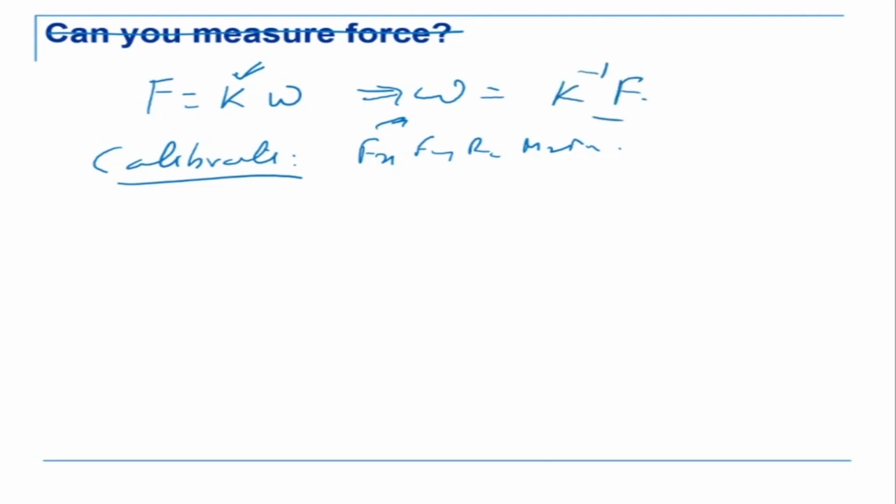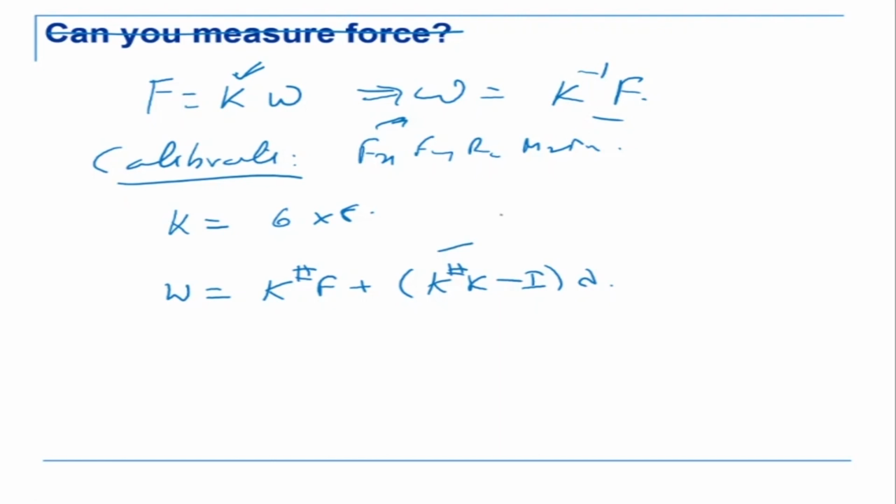What you see here is that K is a non-square matrix. It is 6 by 8, which means that the generalized solution of this equation is W equals K pseudo-inverse F plus (K pseudo-inverse K minus I) into lambda. This is in the null space, and this is not equal to 0. So there is always some error in force and moment measurements because of this.